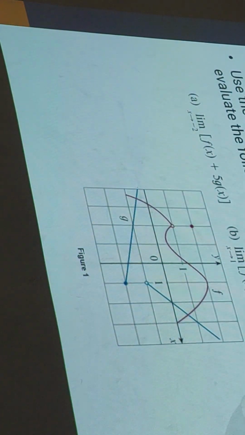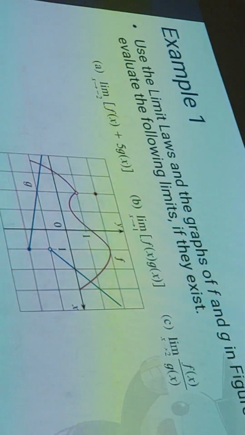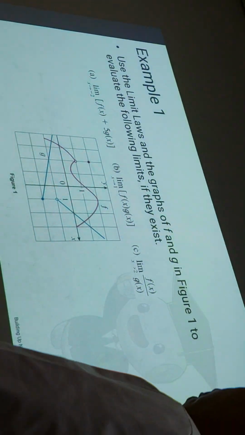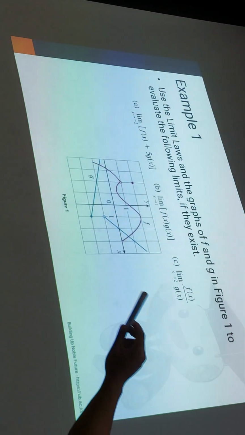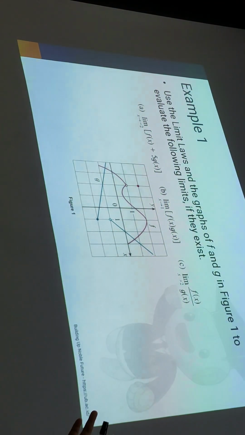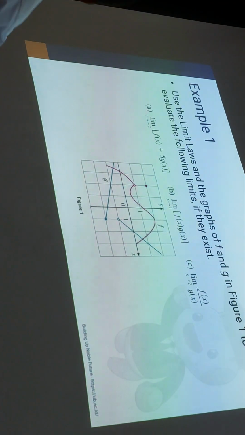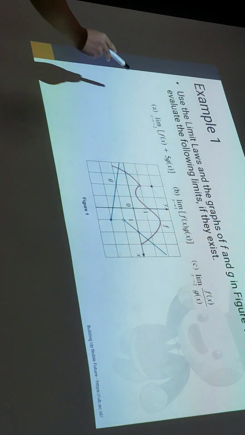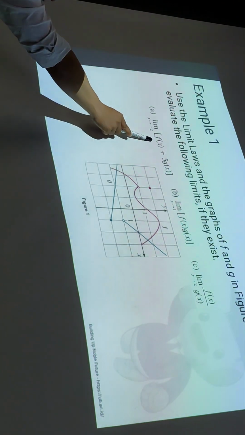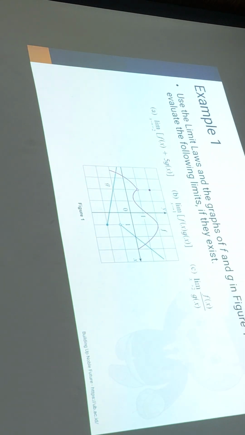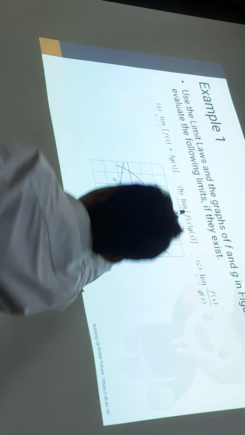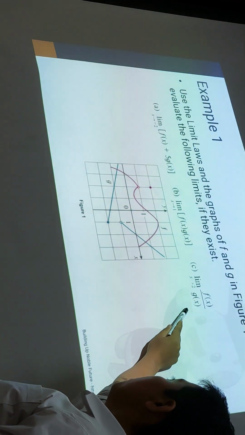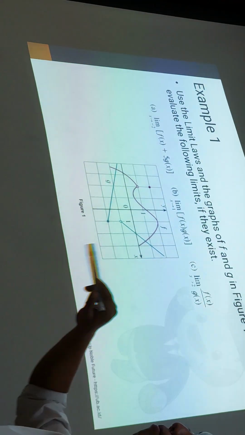We go to this example. Use the limit laws and the graphs of function f and function g in figure 1 to evaluate the following limits if they exist. So here we have 3 limit expressions. First, A, limit of f(x) plus 5g(x). Second, limit of f(x) multiplied by g(x). And the last one, limit of f(x) divided by g(x).